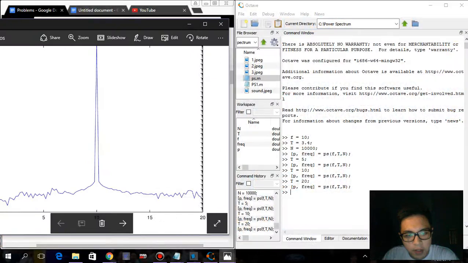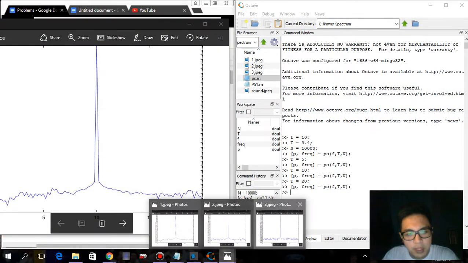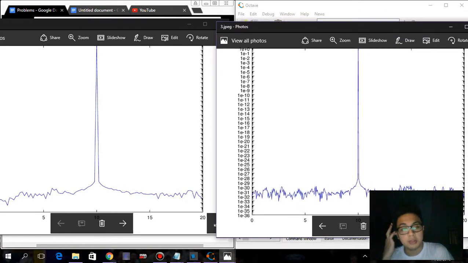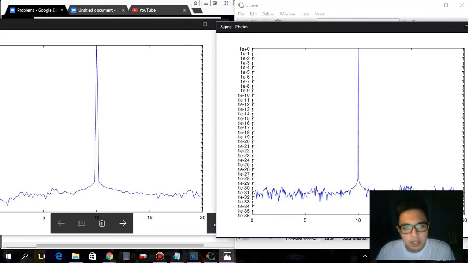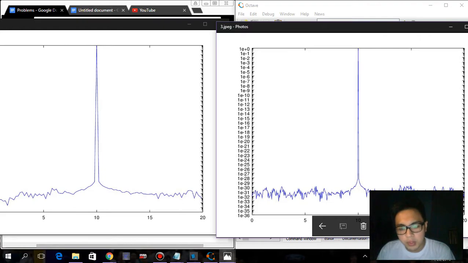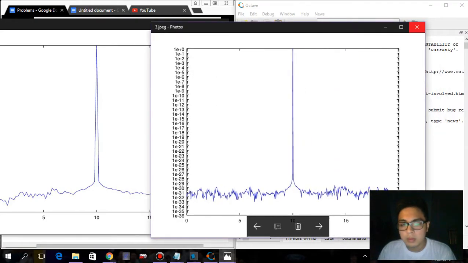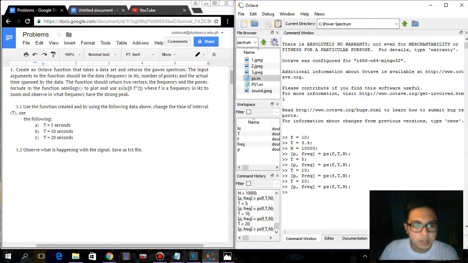I have saved the following. I'll take 5 and 20 as my sample for a better observation, a much clearer graph. Here we notice that as we increase the time of interval, the gap between the signal becomes closer, and the peak, wherein the strong peak at frequency, becomes steeper. So that would be our observation.